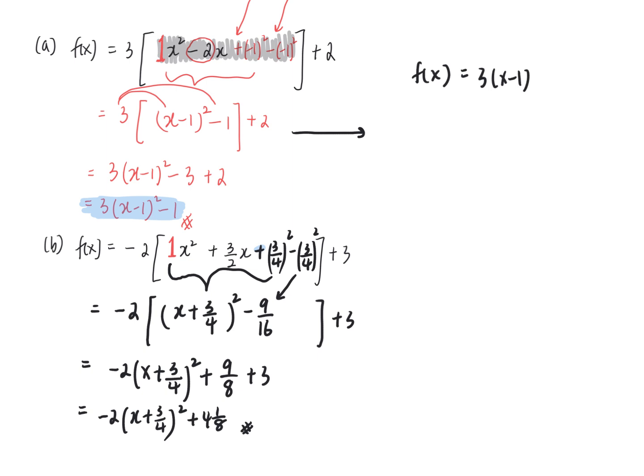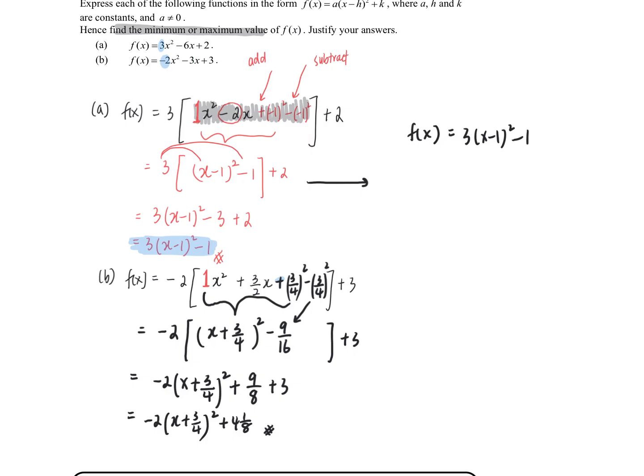First thing first, do you all remember sketching? You can tell the turning point from the completed square form. So what is the turning point here? Is it maximum or minimum? The x squared coefficient is 3. So when a is positive, you are happy. So it's a minimum curve.